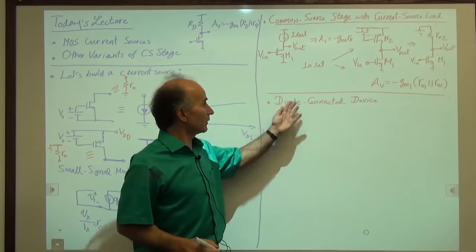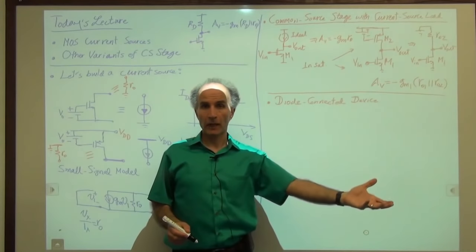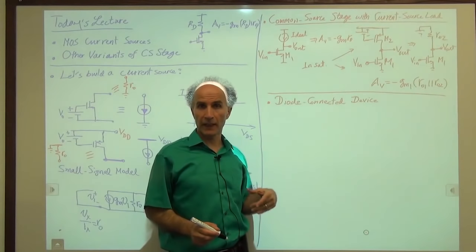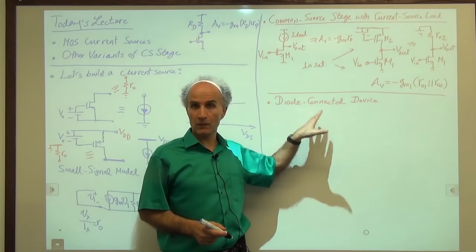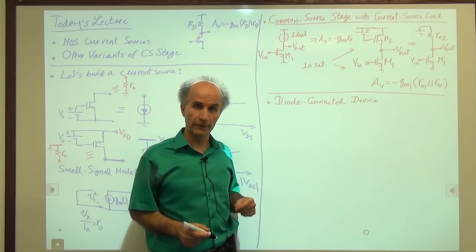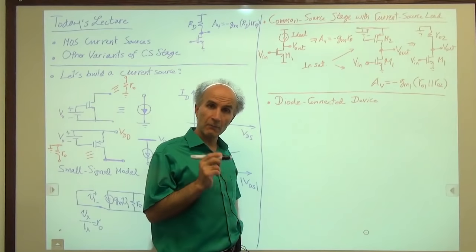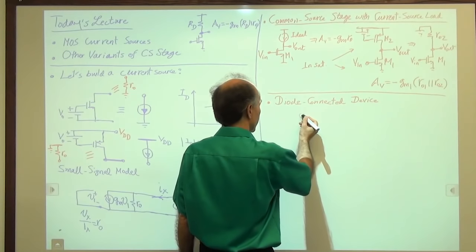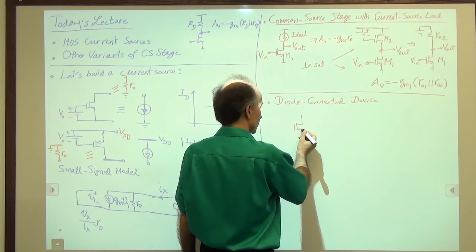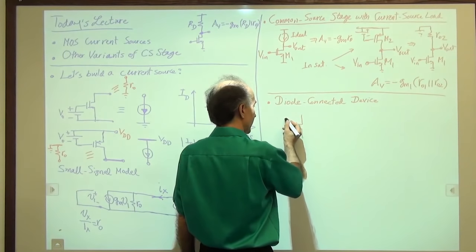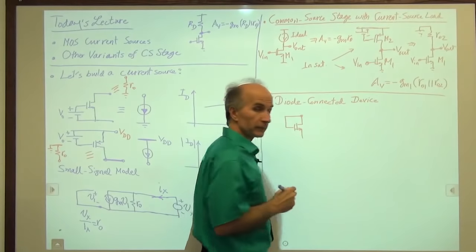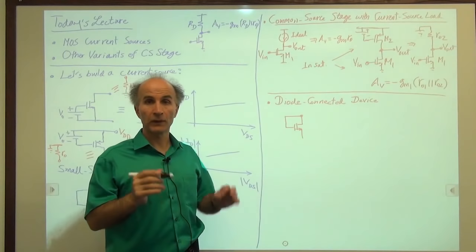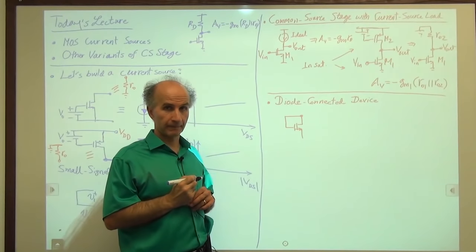So the term diode connected comes from bipolar technology and bipolar days, but we just take the term as is. We don't worry about the terminology too much. So a diode connected MOSFET is as follows. We take a MOSFET, for example, an NMOS device, and connect its gate and drain together. That is called a diode connected MOSFET.